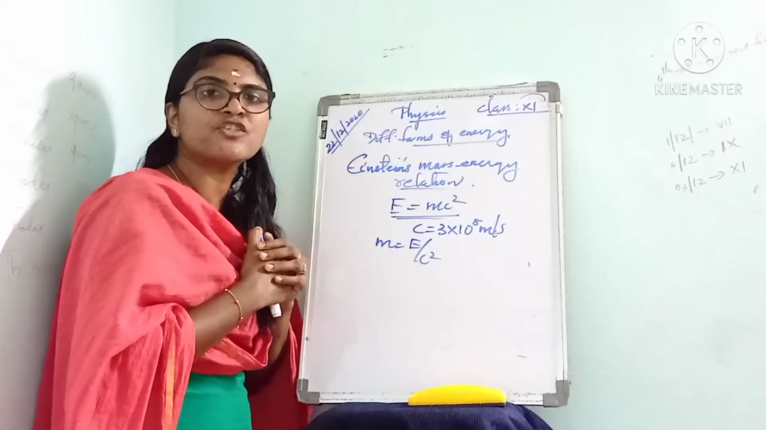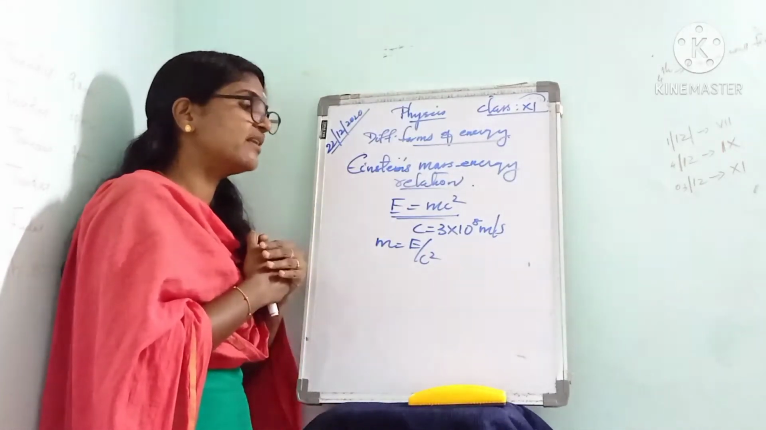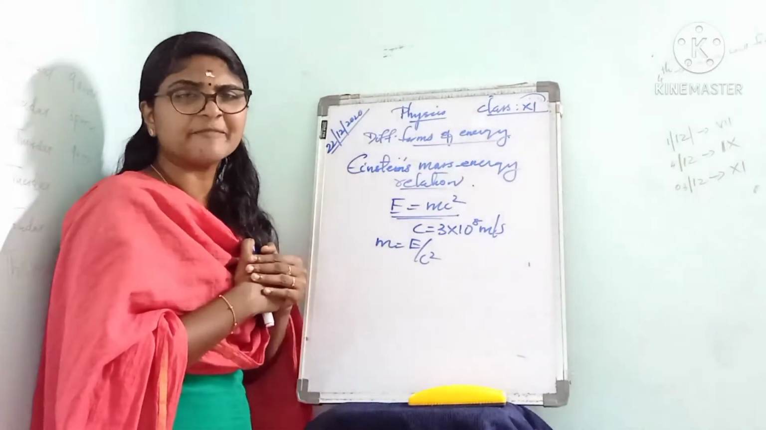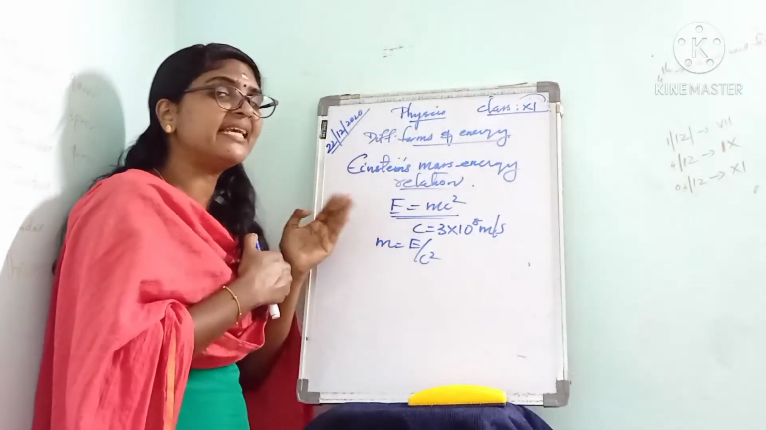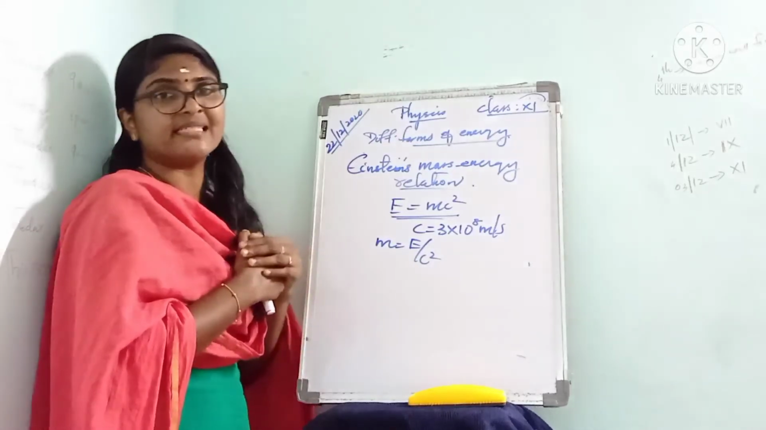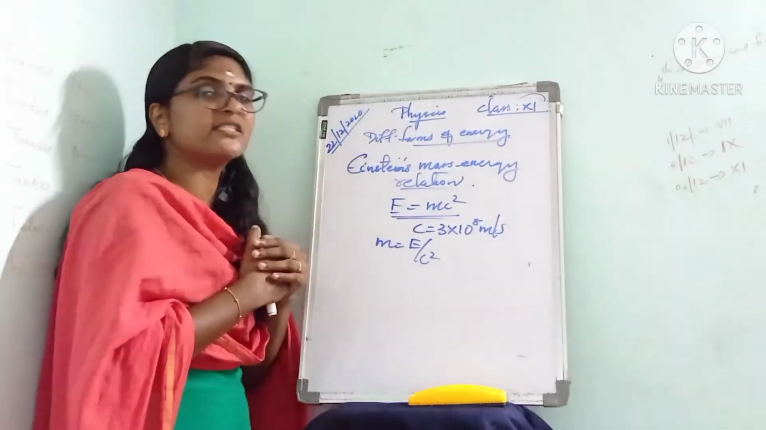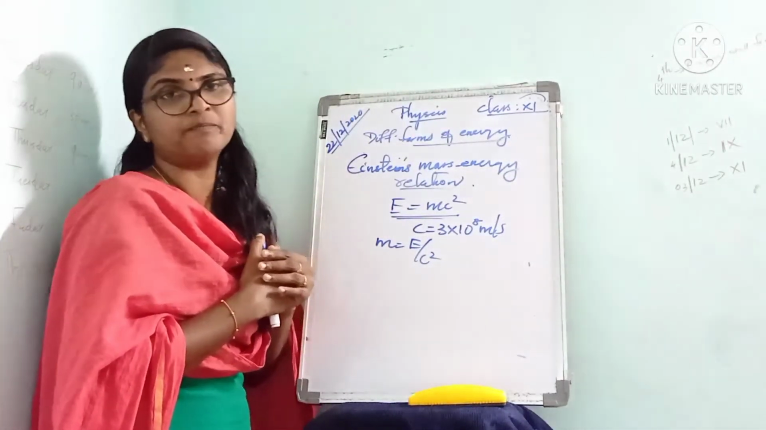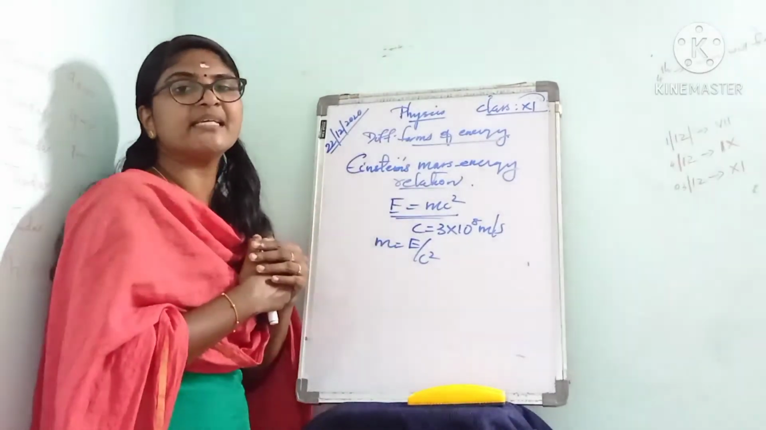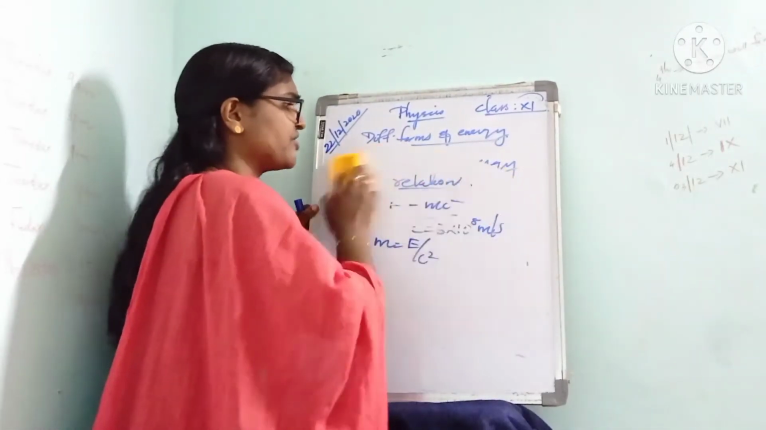Albert Einstein showed that mass and energy are equivalent, related by E equal to mc square, where m is the mass of the object and c is the speed of light in vacuum, c equal to 3 into 10 power 8 meter per second. If mass disappears, energy E equal to mc square appears in some form. Conversely, if energy disappears, mass m equal to E by c square appears. That is about Einstein's mass energy relation.